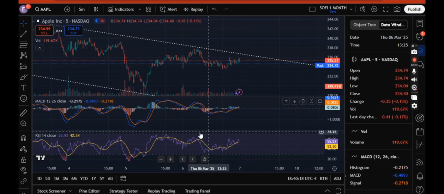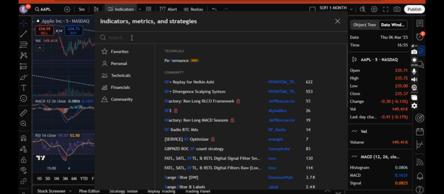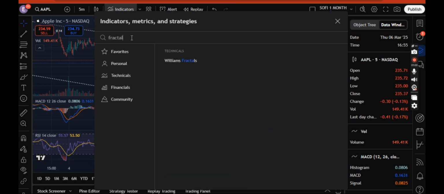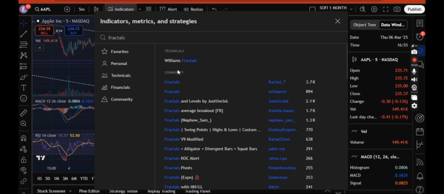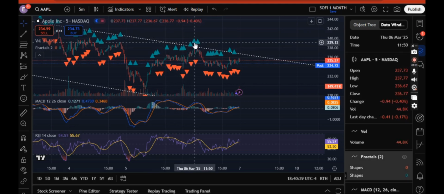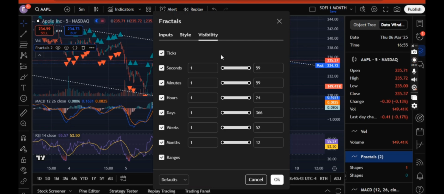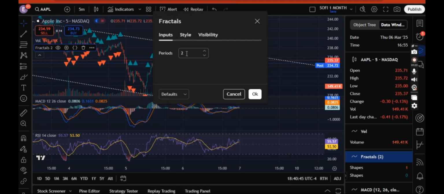I use the MACD and the RSI at the same time. I also use fractals. Fractals isn't that important, but I still use it. With fractals, you see these little arrows; you want to edit it and change the input to periods of 9.